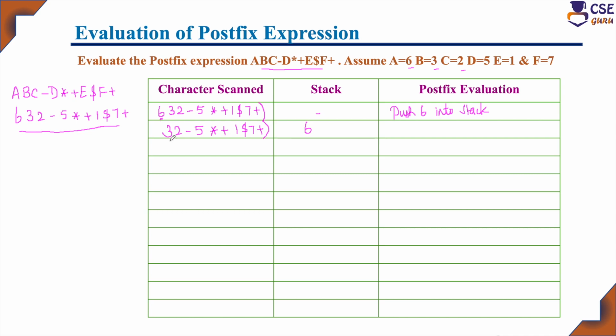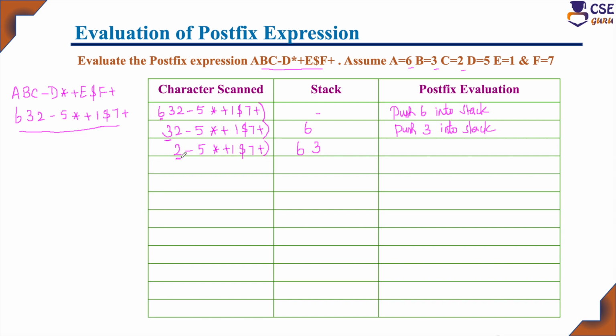And the next input character is 3. 3 is an operand, so push 3 into the stack. Now the bottom element is 6 and the top element is 3. The new element pushed into the stack, that is 3, will occupy the topmost position of the stack. And the remaining input characters are 2, minus, 5, star, plus, 1, dollar, 7, plus, closed parenthesis.